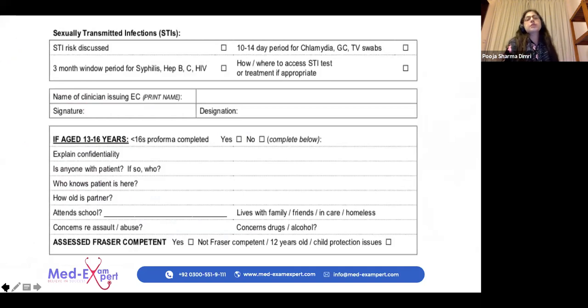Because emergency contraception is something which is very, very common. If unknown, then you talk about PEP and all. Generally, the case says it is known to a friend's friend. So it's a very gray area whether you will be giving PEP to everyone. Definitely, if it's a sexual assault or something, you offer PEP. It's not mentioned clearly whether you offer PEP to all. But yes, you do screening for the STI risk.